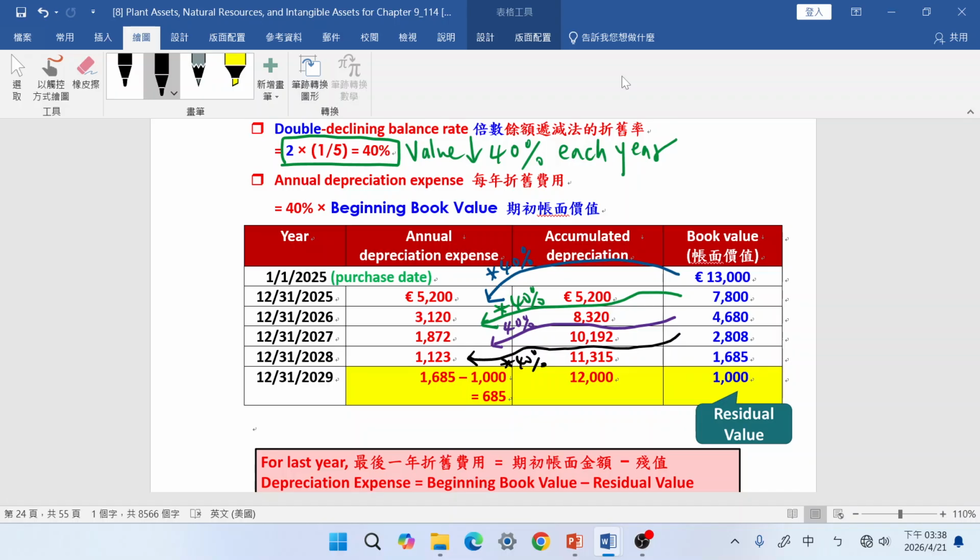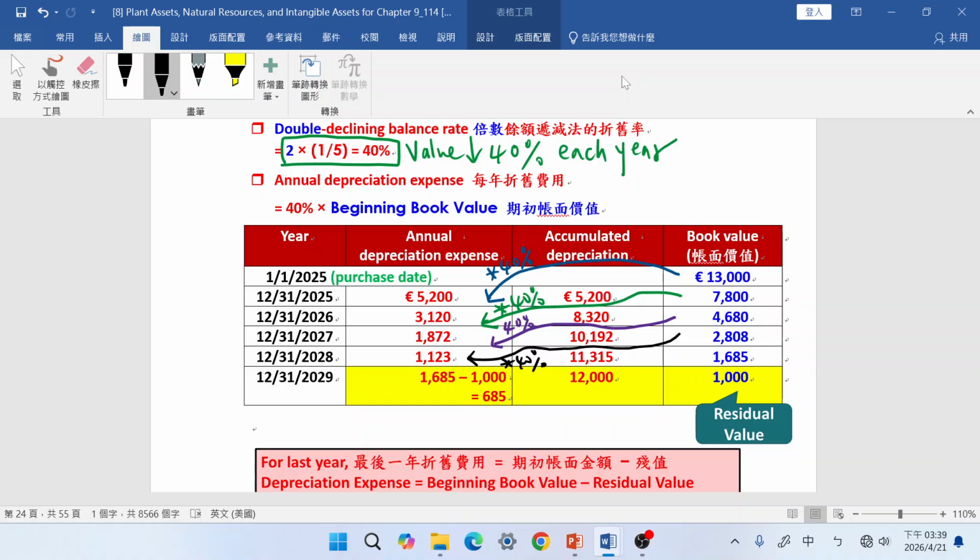If you finish, you can double check the answer right here. So first thing you have to understand, we think the value decreased how many percentage? Useful life 5 years, right? So each year we think the value decrease 20% is straight line depreciation rate, right? Then we times 2, because it's double. So we find out our value decrease 40% each year.